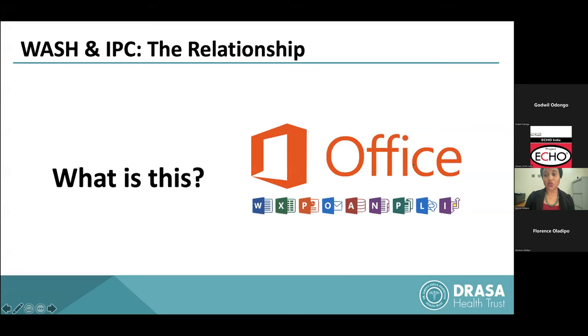So this is a tool that we use maybe to make documents, like Word documents, this PowerPoint you're seeing. It's this Microsoft Office that I use to make it, right? So it's a tool we use to make documents and to share documents, share information, communicate and all of that.